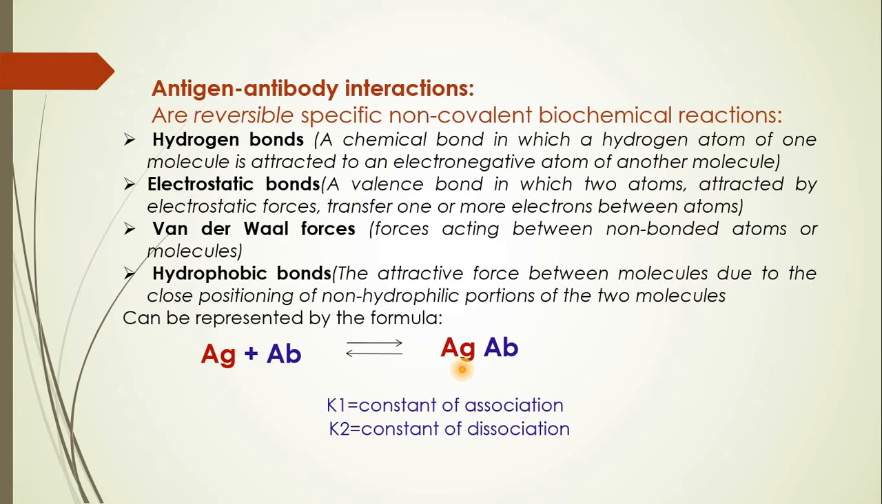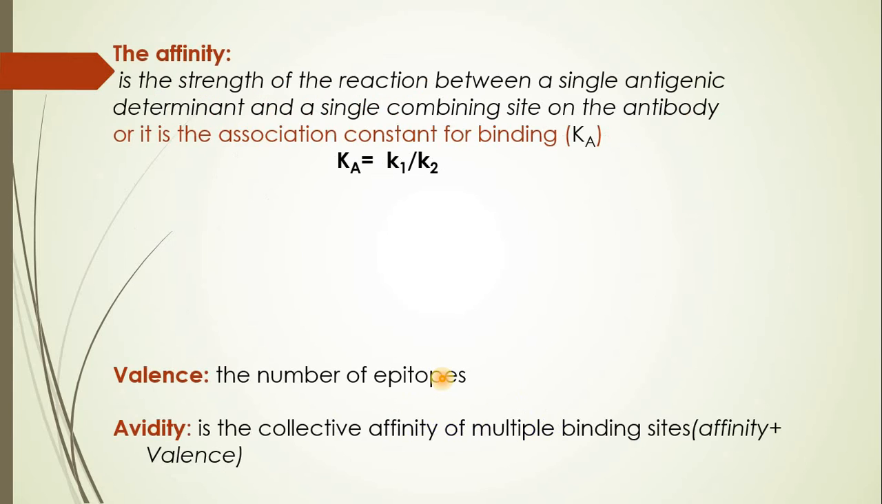This interaction enables us to identify the type of antigens present in the patient, as it is a serological test. Unless the serological tests are performed, one cannot come to a conclusion about the type of disease the person is suffering from. So we can say that this dissociation is sometimes seen, which gives us false results, and this dissociation is represented by the constant of dissociation, that is K2. Now let us see what affinity, valence and avidity are.